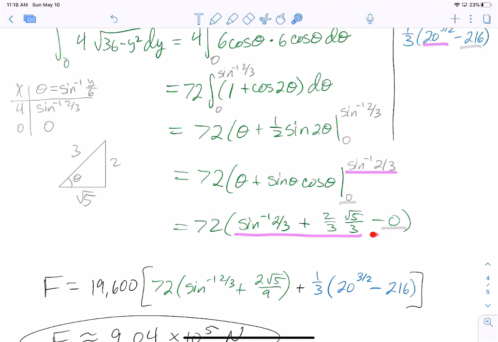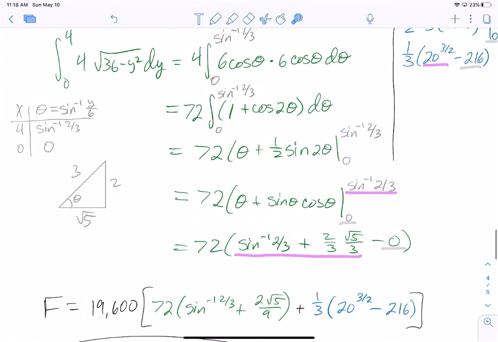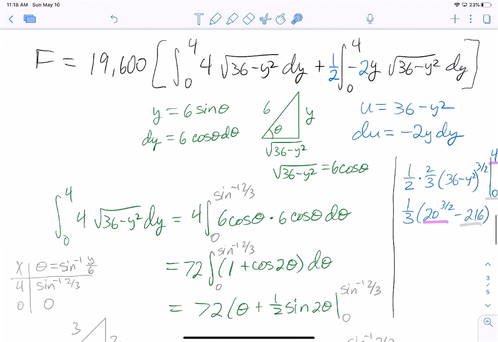All of that is going to be featured in our final answer here, but we're not there yet because we had the second integral. We identified u was the radicand 36 minus y squared, and so du is negative 2y dy. We multiplied and divided by 2. And then when we integrate, we're going to go ahead and use the power rule. I didn't actually make the substitution, right? I did it in my head.